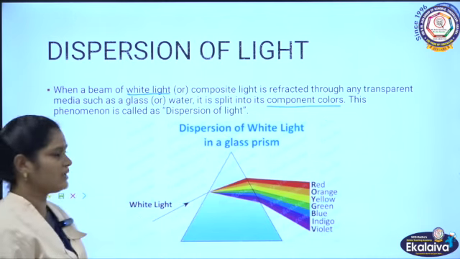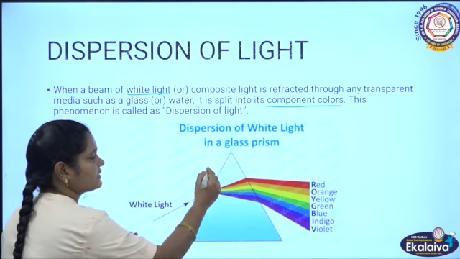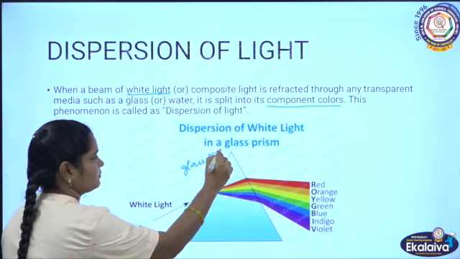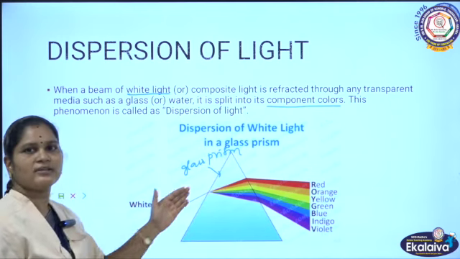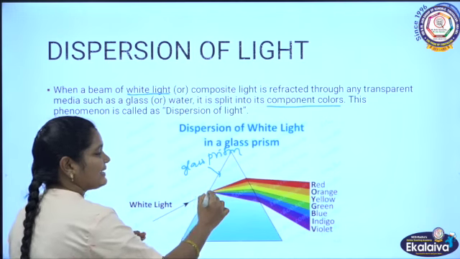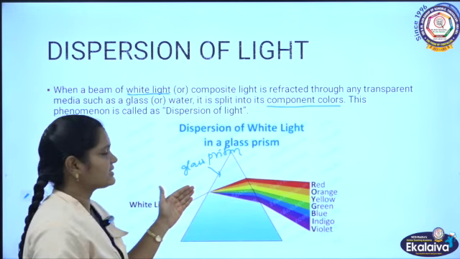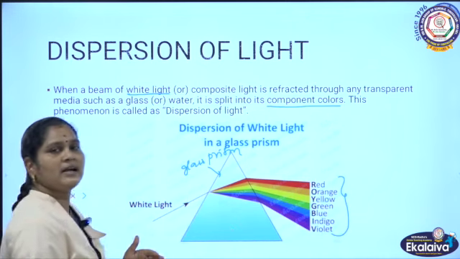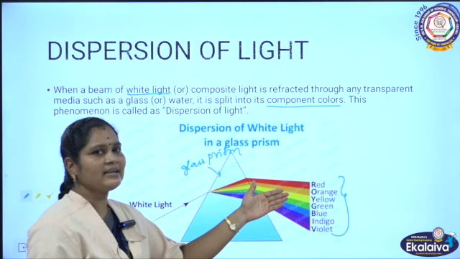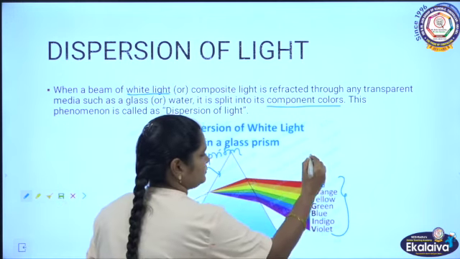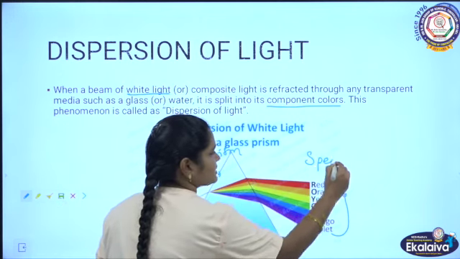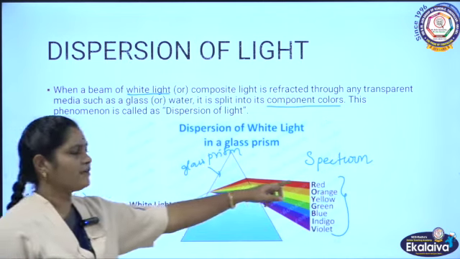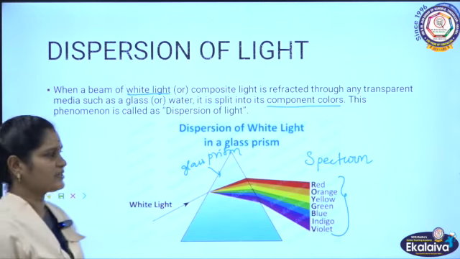See this example here. When the light is incident on the glass prism, the light gets deviated from the incident ray. It produces the different colors. The different colors, or the band of colors, we call a spectrum.